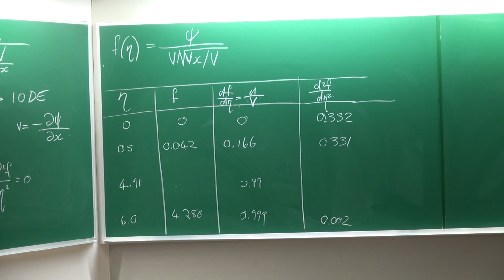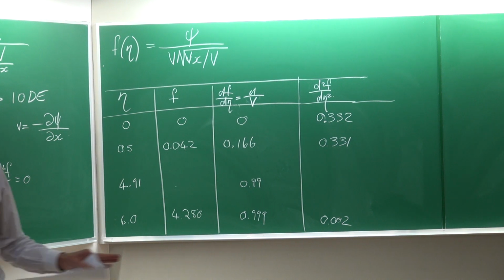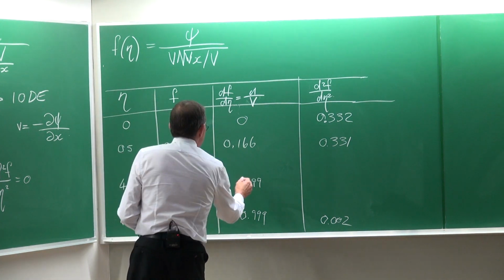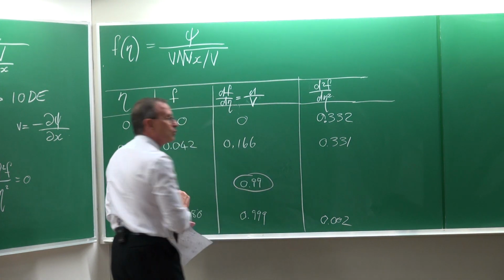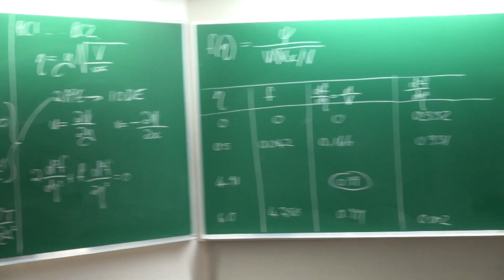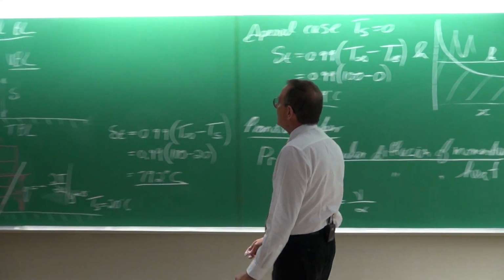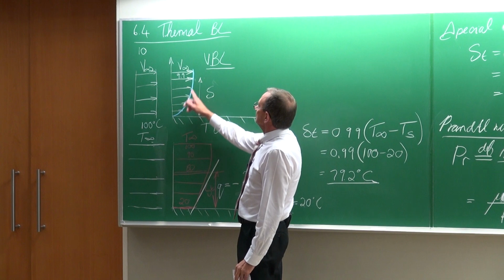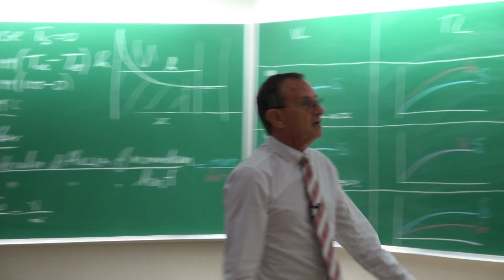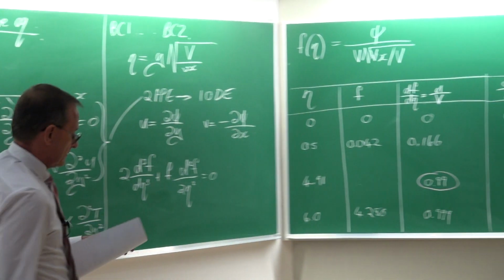And if you look at this carefully and actually know what you're trying to do with your mathematics, you will realize that this is actually the magic number that he was looking for: 99% of the free stream velocity. If we go back to the velocity boundary layer, 99%, okay? What happens at 99%? Well, the value of eta is 4.91.